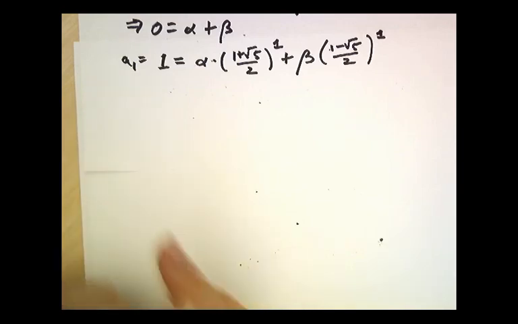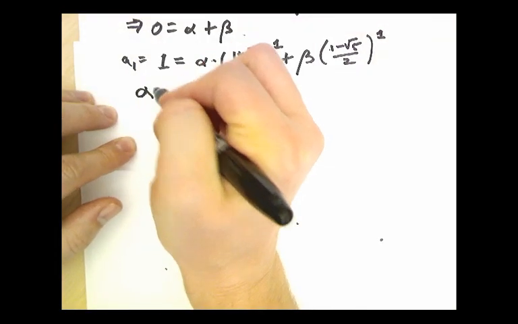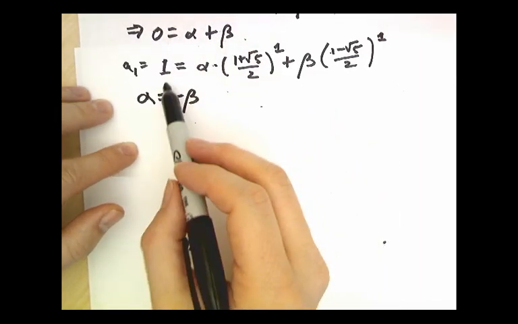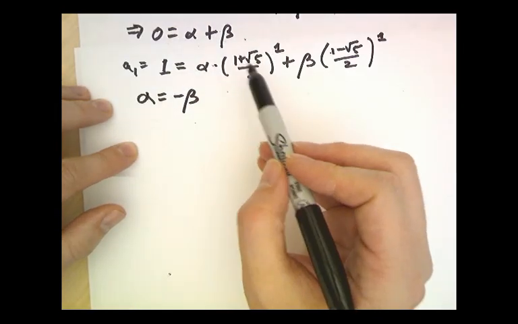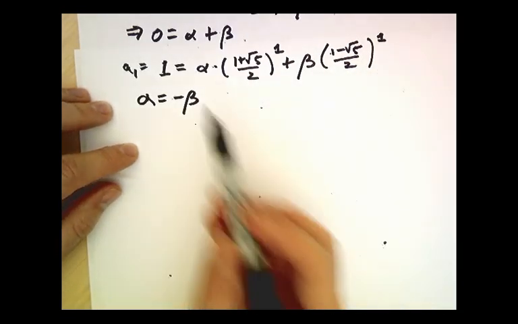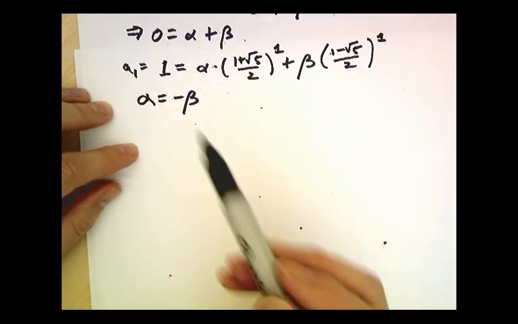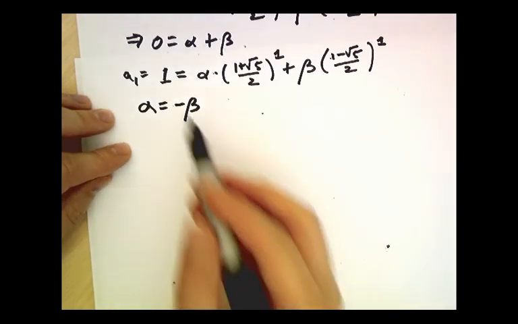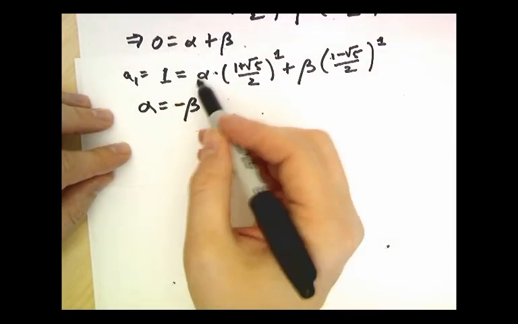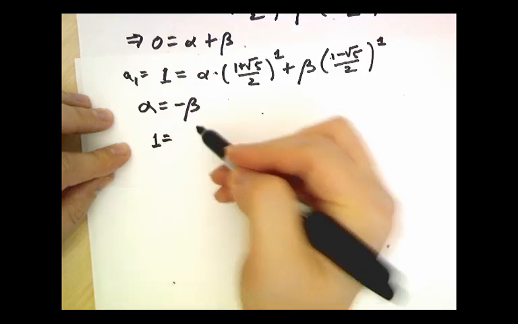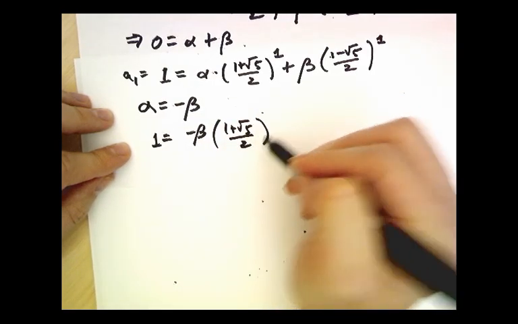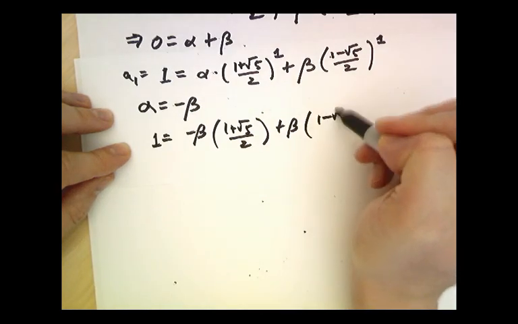We have that alpha equals minus beta. That came from this equation. And then we have 1 equals alpha times 1 plus root 5 over 2 plus beta times 1 minus root 5 over 2. So we're really just taking two equations and two unknowns and solving them. It looks a little bit messy, but it's actually fairly simple. So we know alpha equals minus beta. We'll substitute in minus beta for alpha up here, and we get 1 equals minus beta times 1 plus root 5 over 2 plus beta times 1 minus root 5 over 2.